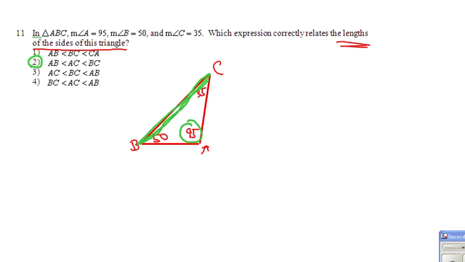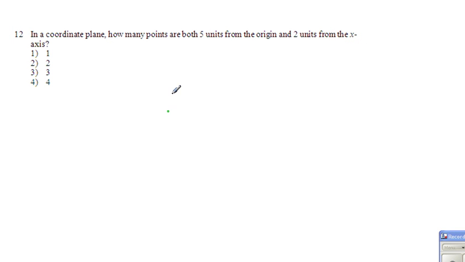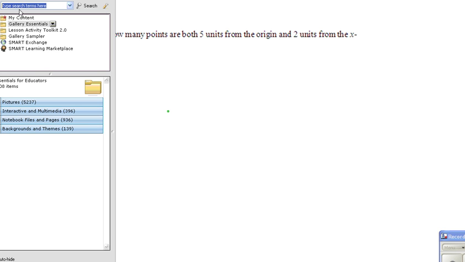Alright, let us move on. Here we have both 5 units from the origin. Now then, let us try to just use some graph paper here.